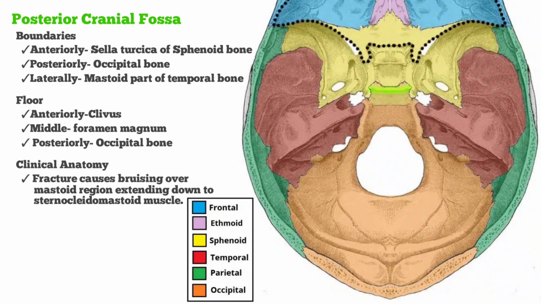Posterior cranial fossa. Boundaries. Anteriorly, the sella turcica of the sphenoid bone. Posteriorly, the occipital bone. Laterally, the mastoid part of the temporal bone. Floor: anterior, clivus; middle, foramen magnum; posteriorly, occipital bone. Clinical anatomy: fracture causes bruising over the mastoid region extending down to the sternocleidomastoid muscle.